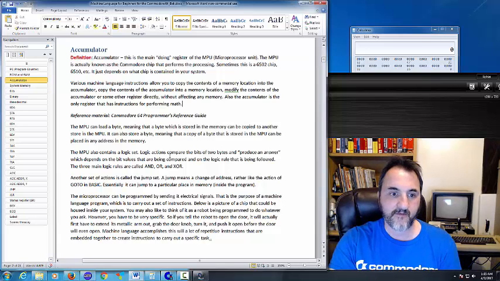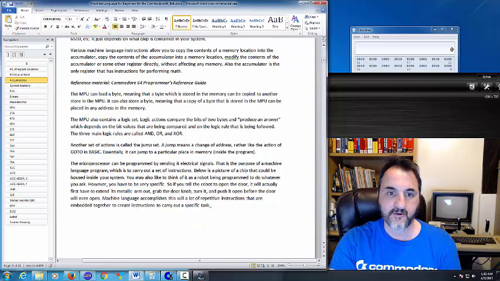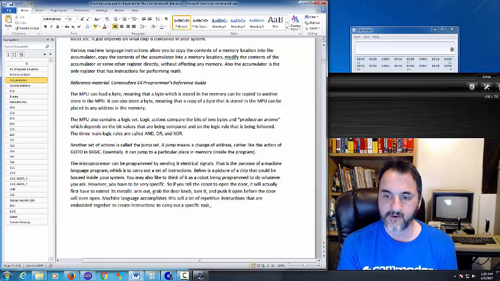The MPU can load a byte, meaning that a byte which is stored in memory can be copied to another storage in the MPU. It can also store a byte, meaning that a copy of a byte that is stored in the MPU can be placed in any address in memory. And remember, the MPU is that chip. It's known as the CPU, but it's that chip that handles all the tasking.